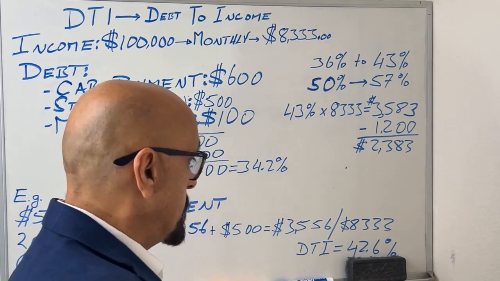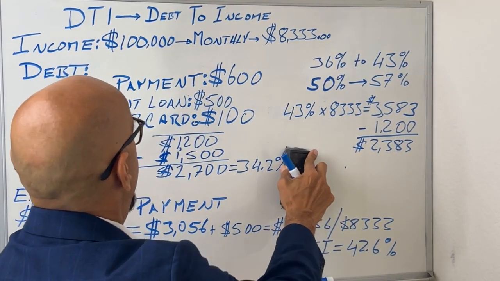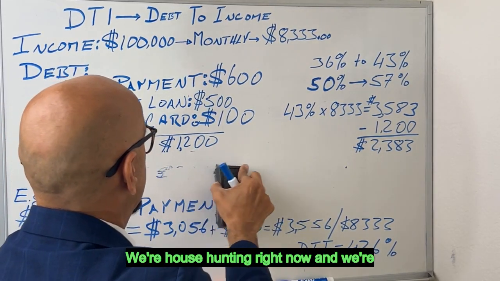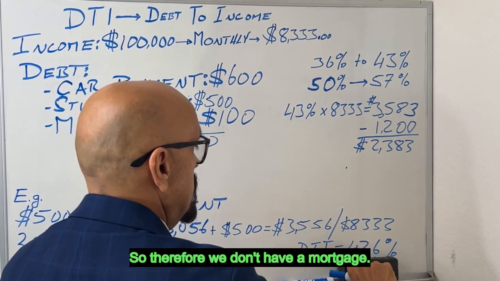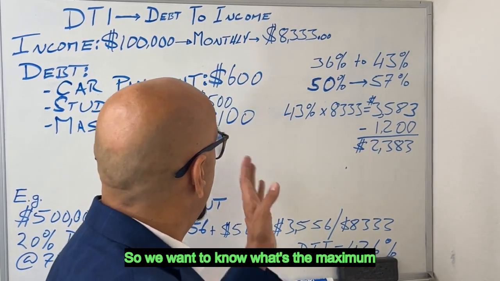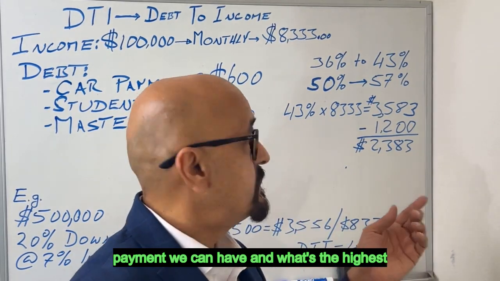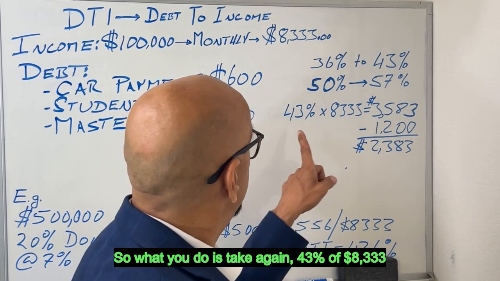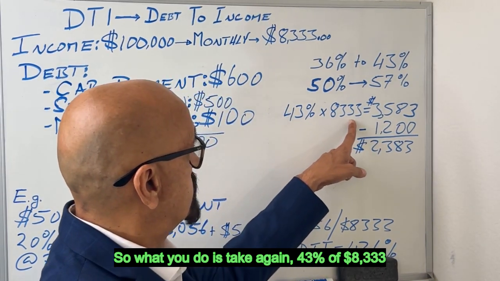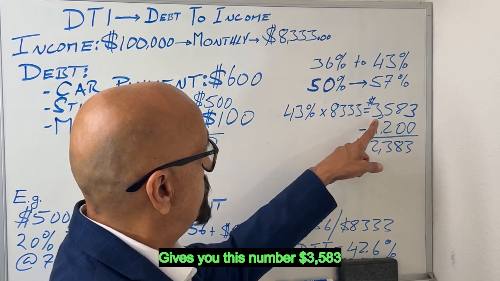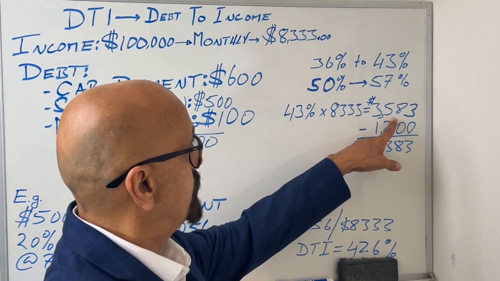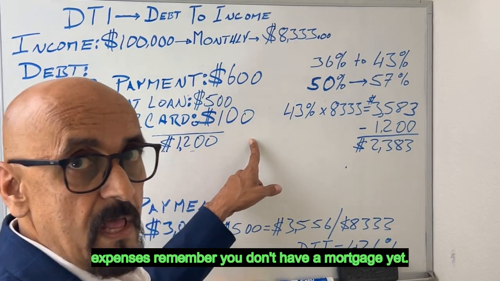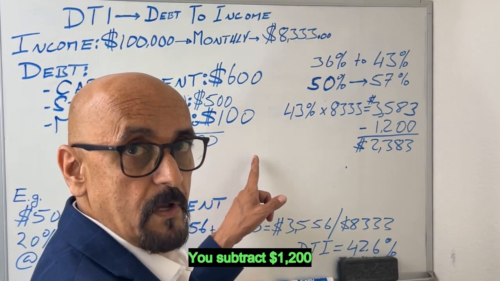So now, assuming that we do not have a mortgage yet, we're house hunting right now and looking for a house, so therefore we don't have a mortgage. We want to know what's the maximum payment we can have and what's the highest purchase price we can have to buy a house. So you take again 43% of $8,333, which is your gross monthly income, and that gives you $3,583, and you subtract your total monthly expenses. Remember, you don't have a mortgage yet. You're trying to figure out what's the maximum mortgage you can get.